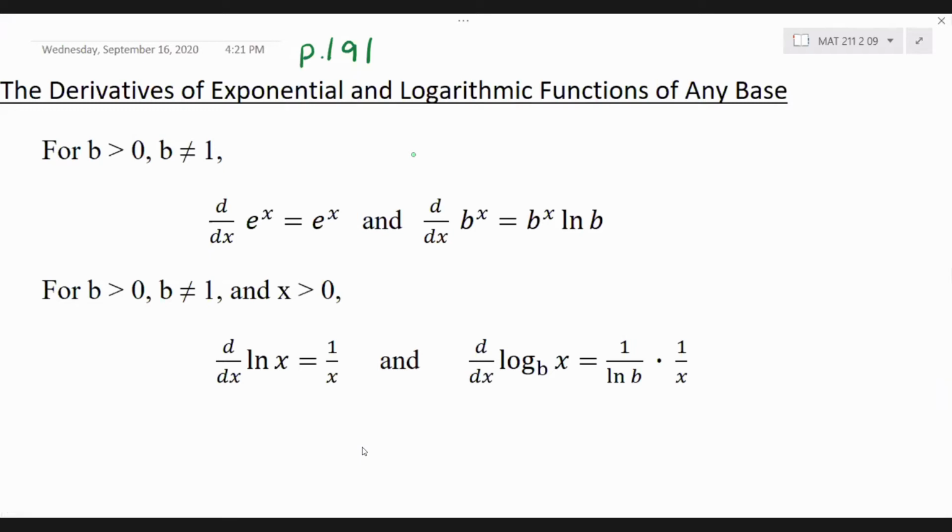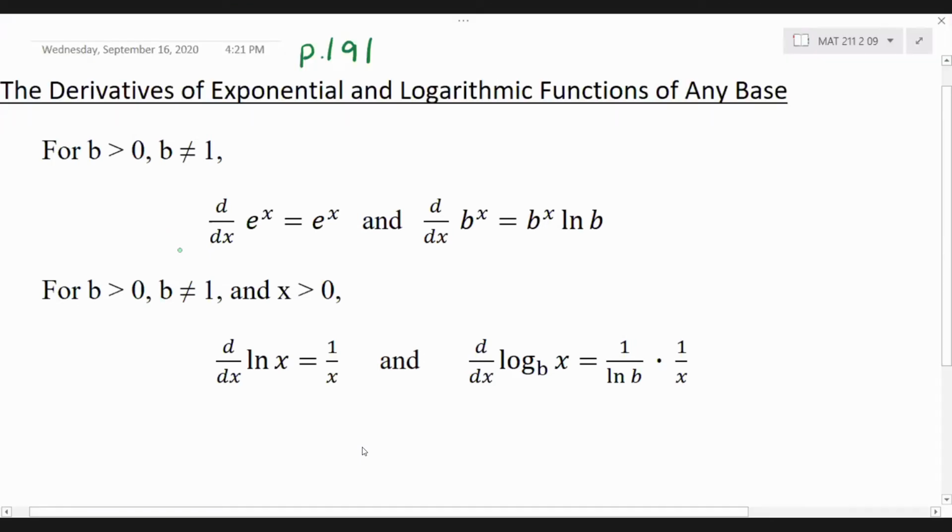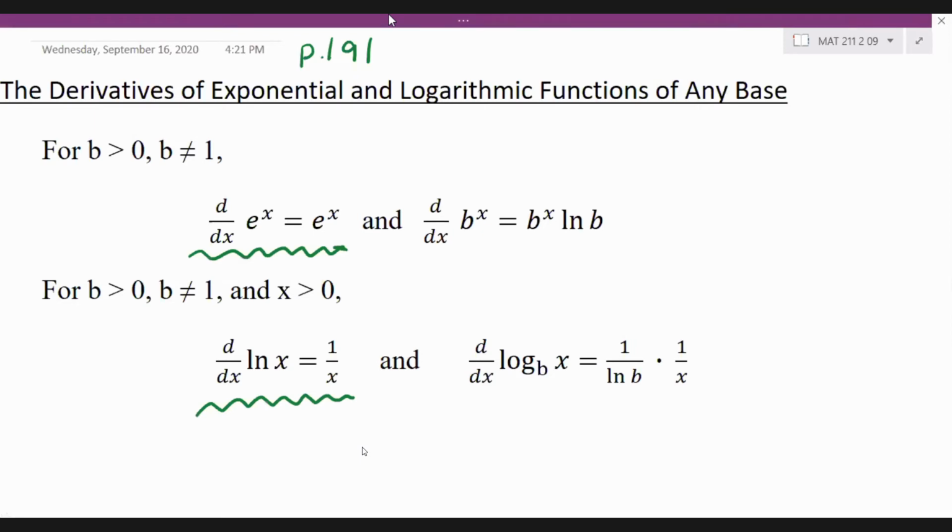It's a little blue box on page 191. There are basically 4 rules here, but really there's only 2 rules here. Exponential and logarithmic. This is telling us that if we take the derivative of e to the x, it's just e to the x. That is the first thing that we did today. And also the derivative of ln of x is 1 over x. So those are sort of our base cases in the exponential and log situations.